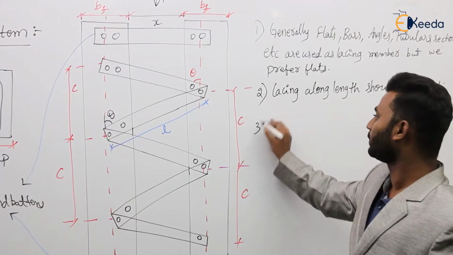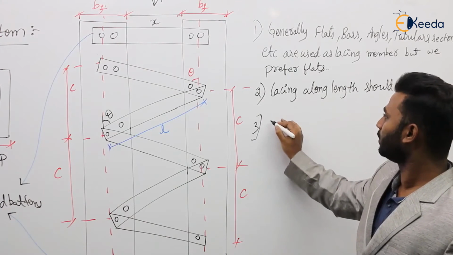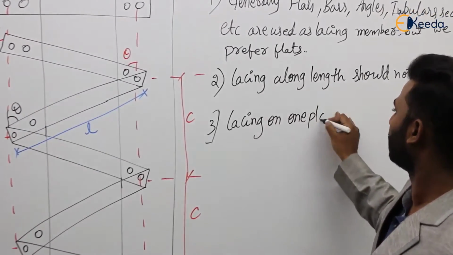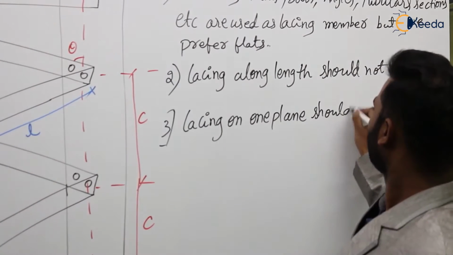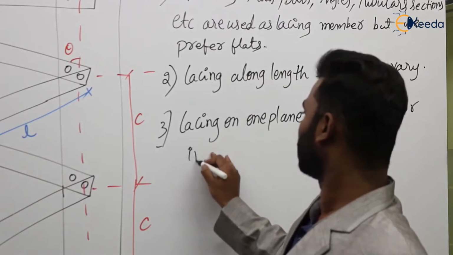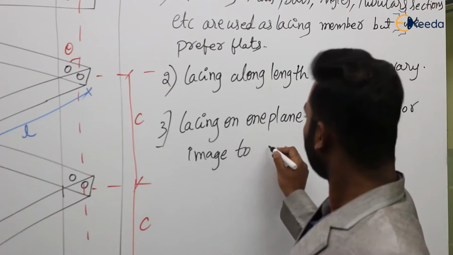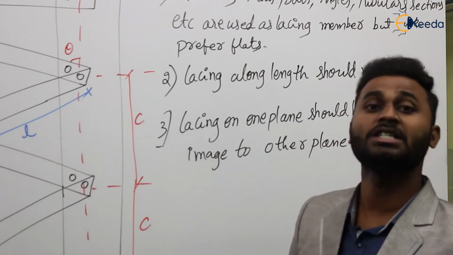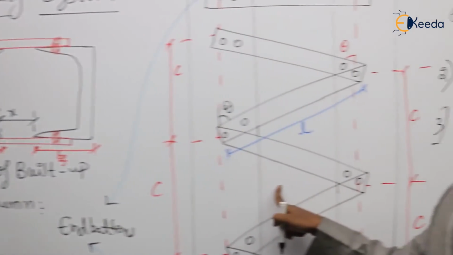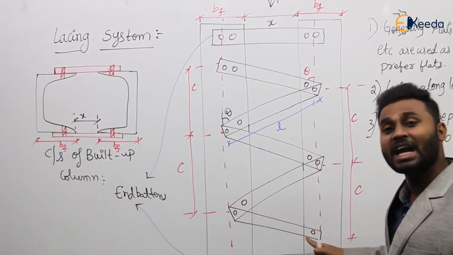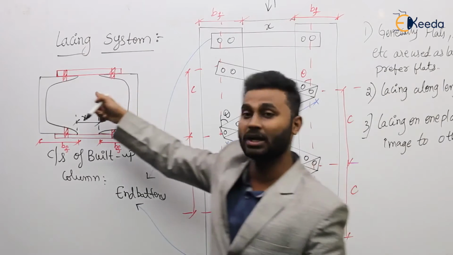And one more thing, third point: lacing on one plane should be a mirror image to the other plane. Usually we provide lacing on two planes. This is one plane of lacing and this is another plane of lacing. But in this view we cannot see both the planes. Agree or not? In this plane, however we have provided the lacing, exactly or similarly we have to provide the lacing on the other plane also.